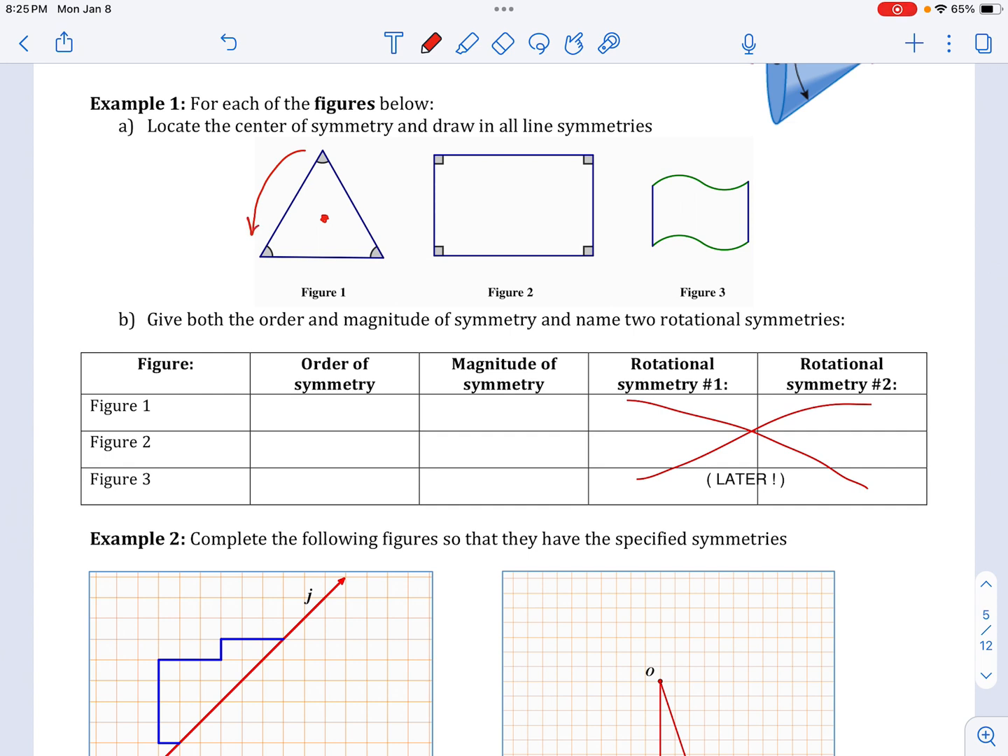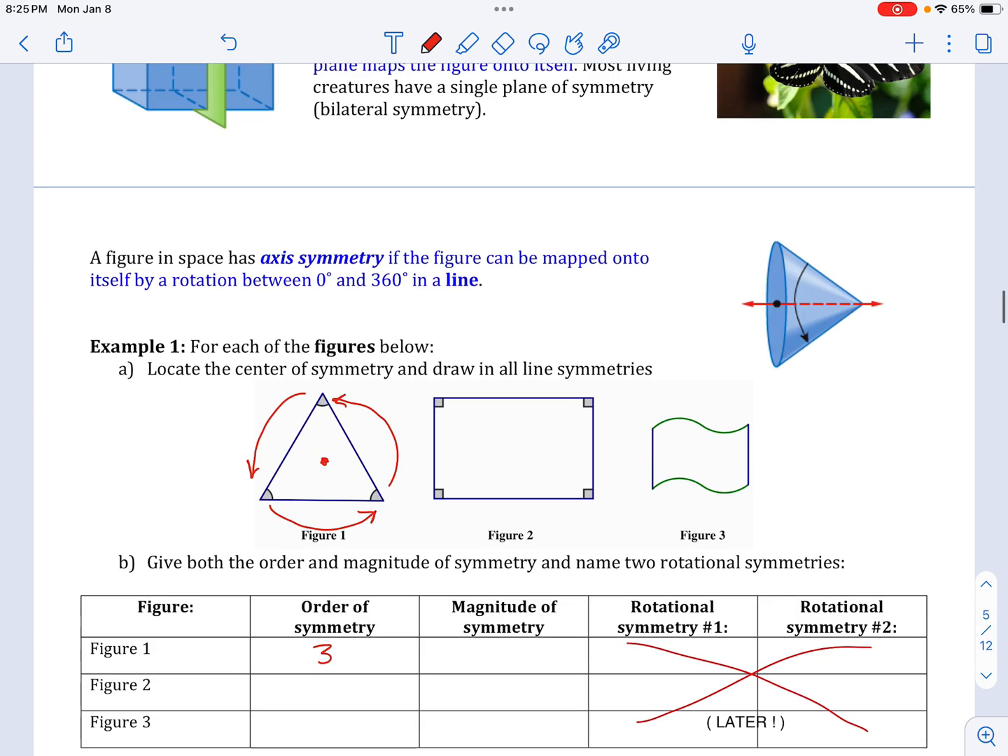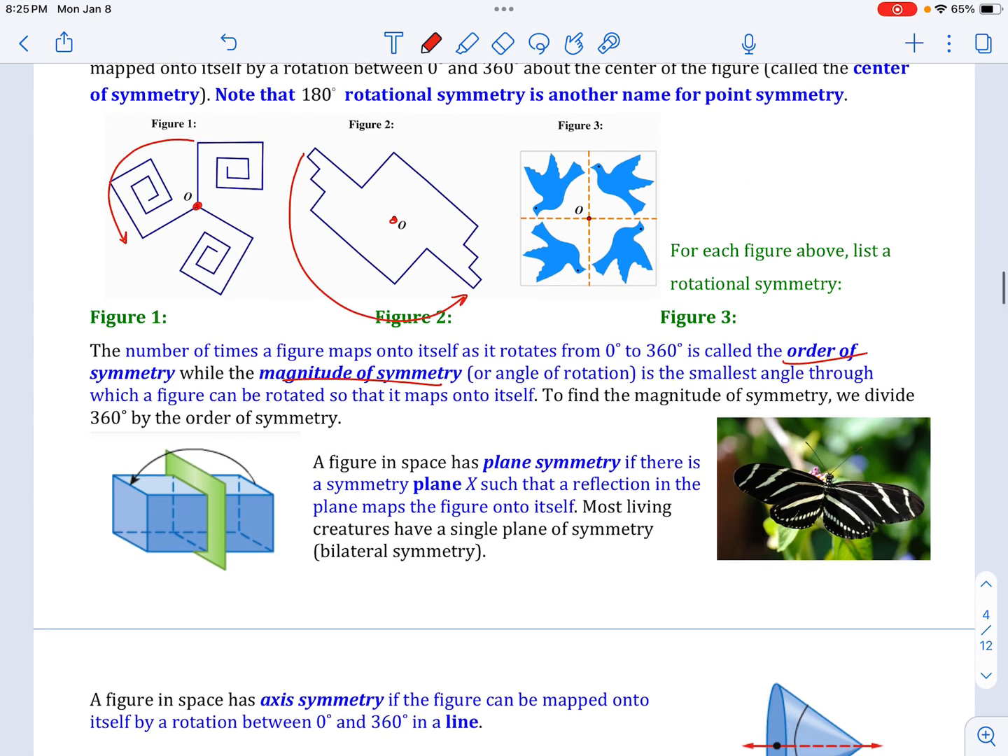And it's really about order of symmetry, like how many petals this flower has, or how many clicks this thing has when it rotates. So we're going to say this equilateral triangle has order of symmetry 3. It's defined up here: the number of times a figure maps onto itself as it rotates from 0 to 360.